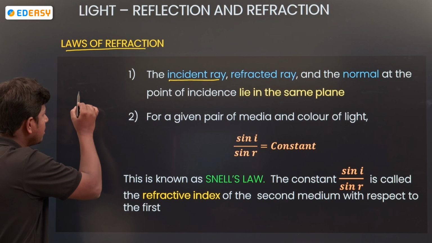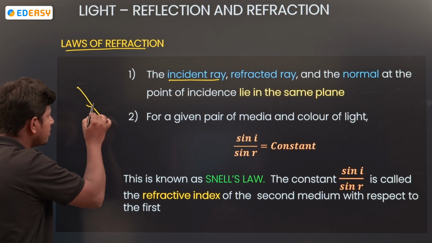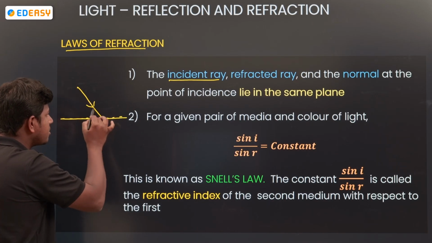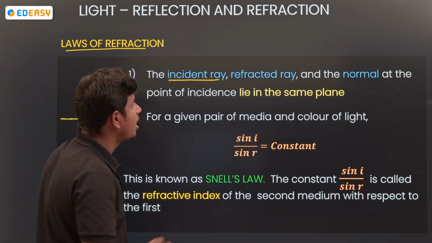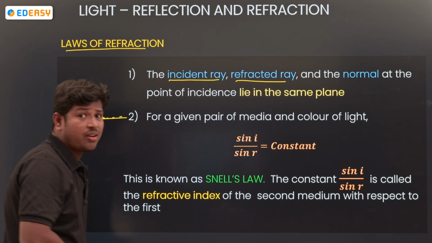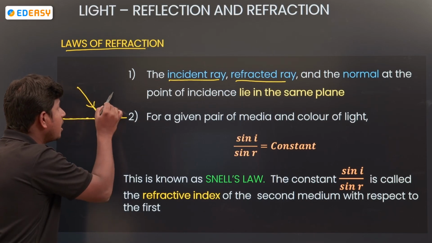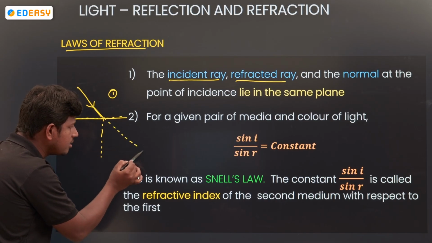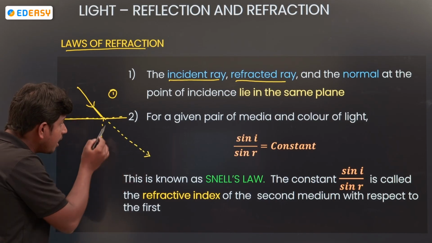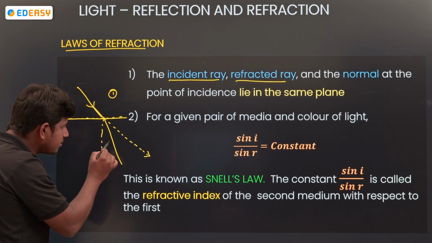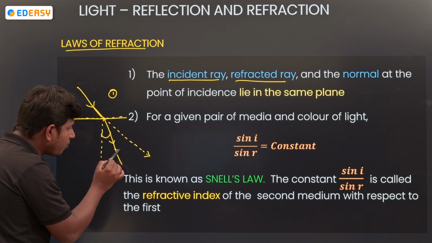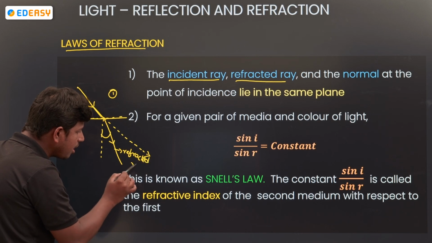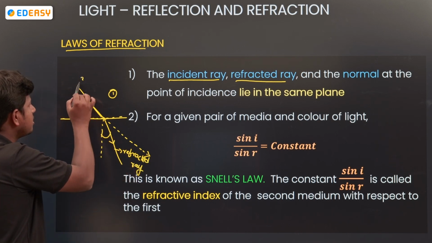So incident ray means the ray towards the surface. If this is the surface, towards the surface is the incident ray. And the refracted ray takes place in the second medium. In the second medium, this is the actual light ray, and it is acting towards the surface. This is called the refracted ray. And in the first medium, this is the incident ray.